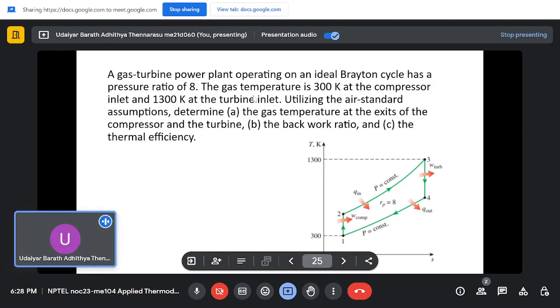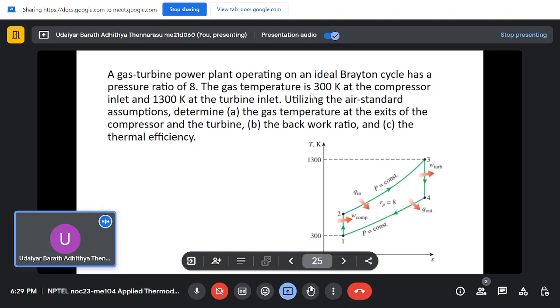So we know that it's an ideal Brayton cycle. In the TS diagram I have plotted the 4 processes. 1 to 2 is the compression process, which is reversible adiabatic, isentropic, so constant entropy, and then constant pressure heat addition in 2 to 3. 3 to 4 is again an isentropic process, which is the turbine process, and 4 to 1 is heat rejection or exhaust. They say that the pressure ratio is 8, so P2 by P1, or P3 by P4, will be equal to 8.